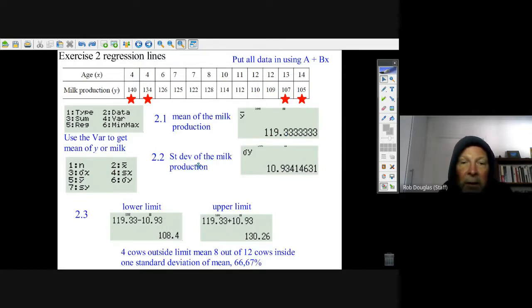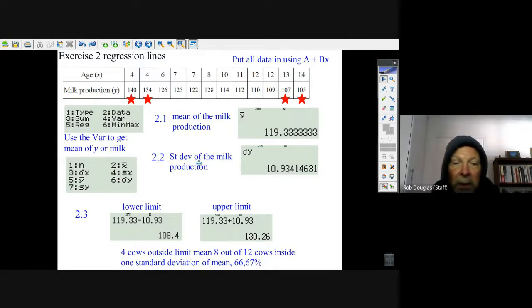Now, what's the standard deviation of the milk production? Well, just hit AC, then hit shift stat, this will come up, hit the variance again, and there it is. Number 6 is the standard deviation of the milk production, the Y values. And look, it just gave me an answer, 10.93 liters. Well, that's it. We just did the first two questions: the mean of the milk production and the standard deviation of the milk production. Once I put all this data in using the regression thing, I can work out the Y stuff, the milk stuff, just using the calculator. There's the first two questions.